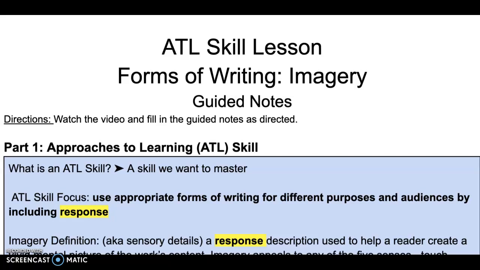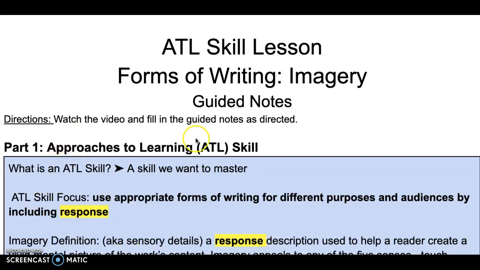Hello, this is an ATL skill lesson under Forms of Writing, and this will be about imagery. And these are your guided notes, so continue to watch and listen to this video, and whenever you see where it says response, do a response.